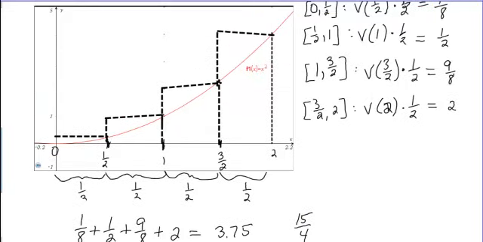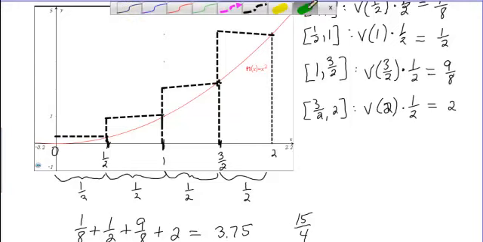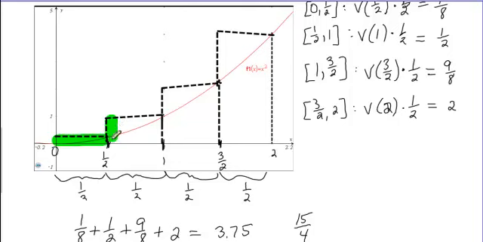So that number, 15/4, would be the area of these four rectangles added together.